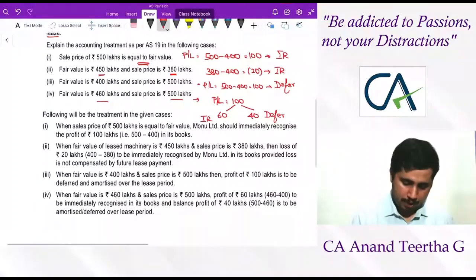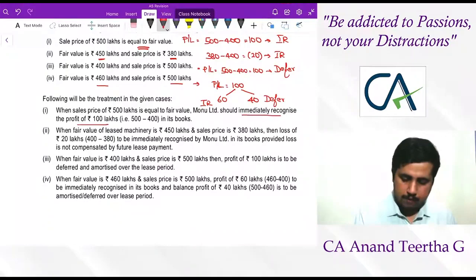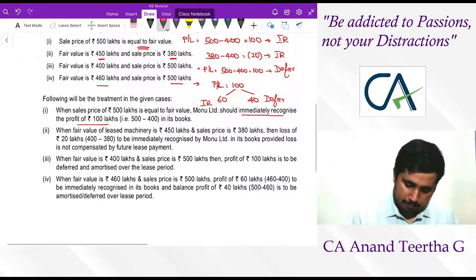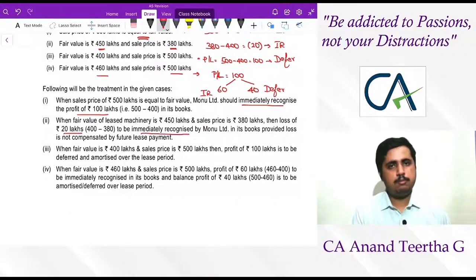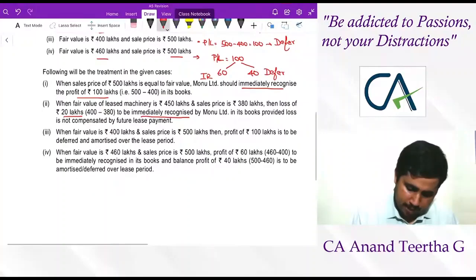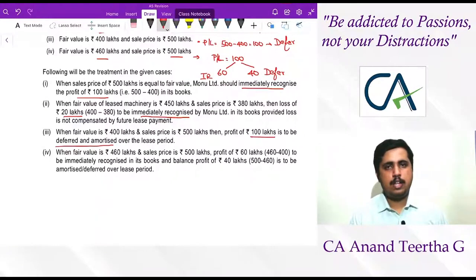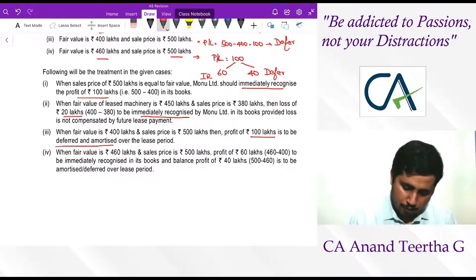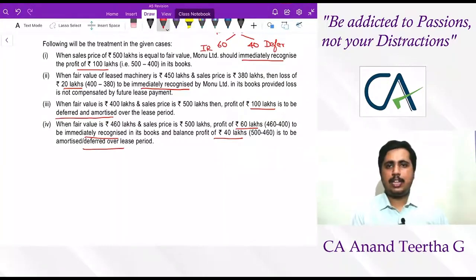So now if you could look into it. Immediately recognize profit of 100. So what we discussed is the same. Next, loss of 20 immediately recognized. Again, the answer is the same. Third, 100 lakh deferred. Again, the answer is the same. Fourth, 60 profit immediately recognized, 40 deferred. So that's how you have to interpret the rules given by the standard.